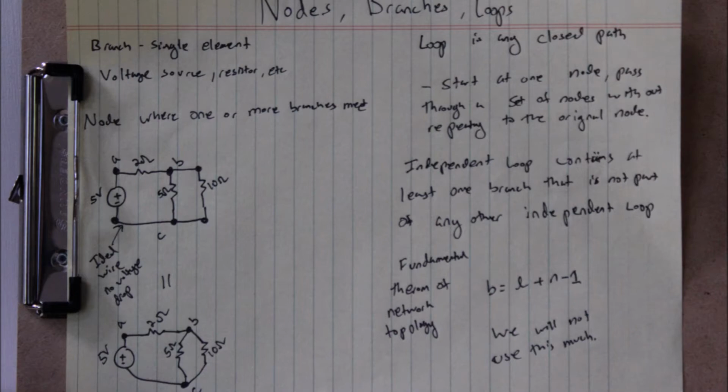A loop is a closed path in a circuit. Thus, if I start at one node, pass through a set of other nodes, I should be able to return to the original node. An independent loop means that it contains at least one branch that was not included in any other independent loop. Now time for the laws.